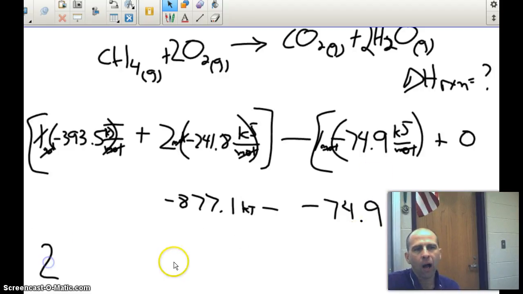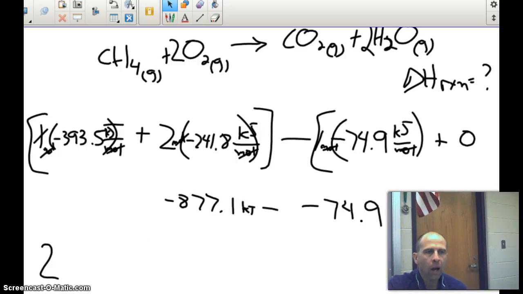Negative 877.1 kilojoules is what all of this adds up to. That's for the carbon dioxide and the 2 moles of water. Minus, we have to take a difference between the products and the reactants. Now the reactants only have this one value, and so it becomes a negative minus a negative, so that's like adding a positive to this, and we're not as negative as we were, but we still have a negative 802.2 kilojoules, which makes sense because that ought to be giving off some energy when it happens.